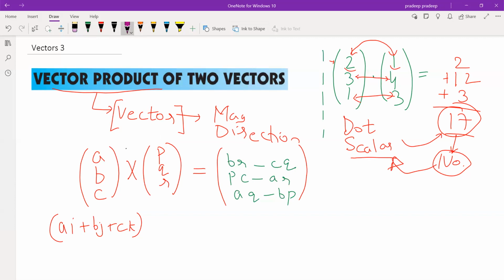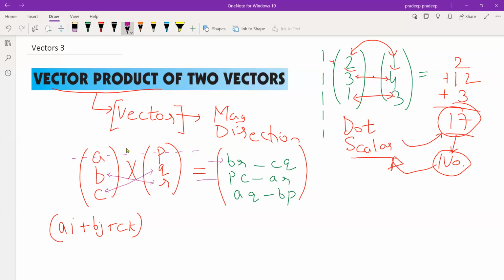If we are finding the x component, just ignore the x components of the original vector and consider the y and z components. Now we have to just cross multiply. We multiply b with r and then c with q and then subtract it. But the order is important. We start with b. So br minus cq. That will give me the x component.